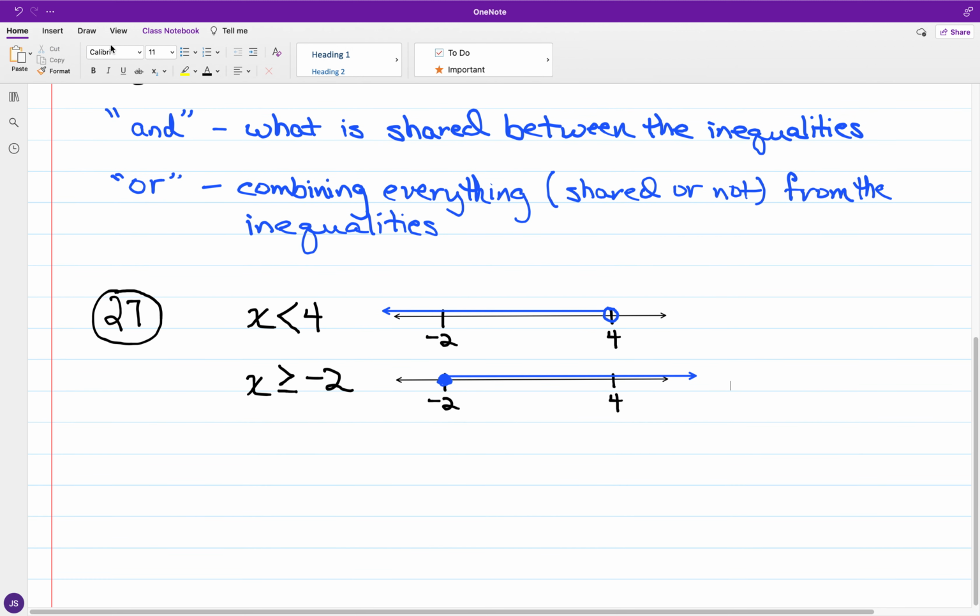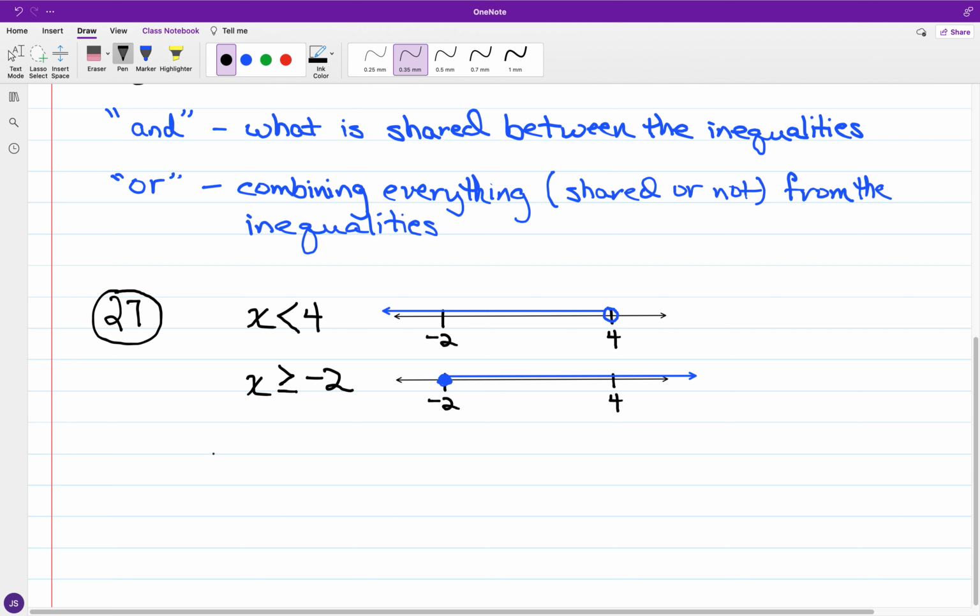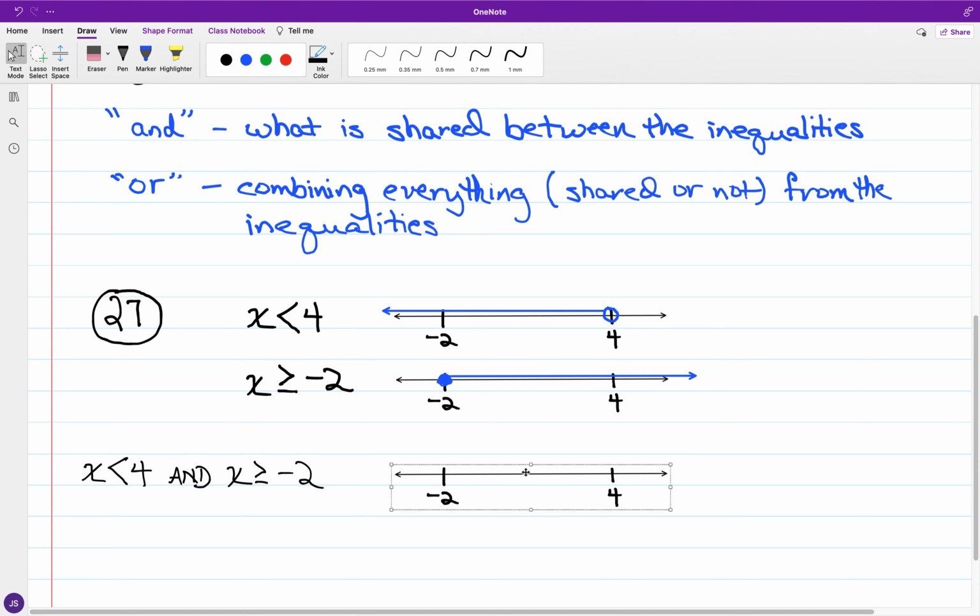Now, with the relation between these inequalities, if we're trying to determine what values will belong whenever we say that we're looking at those values of x such that x is less than 4 and x is greater than or equal to negative 2, with the word and, you're looking at what will be shared between the inequalities. In other words, what elements will belong to both. So we're looking at what will be shared in common. If you notice at the lower end, we cannot go any lower than negative 2.